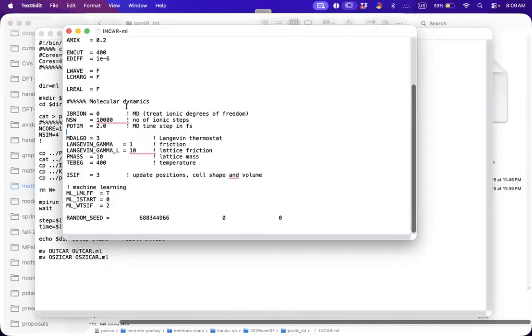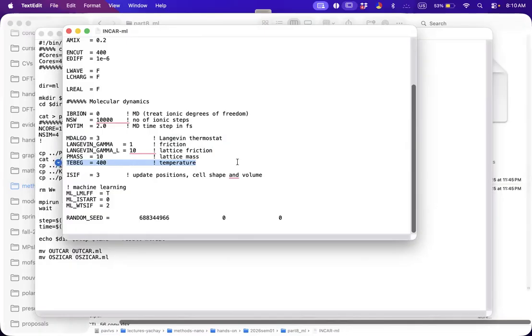So we need the delta t, the change, the increment of time, and also what we are going to need: how many steps? We are going to use 10,000 steps. This is just the algorithms we include for the NPT simulations. And the temperature, we're going to use 400 Kelvin.